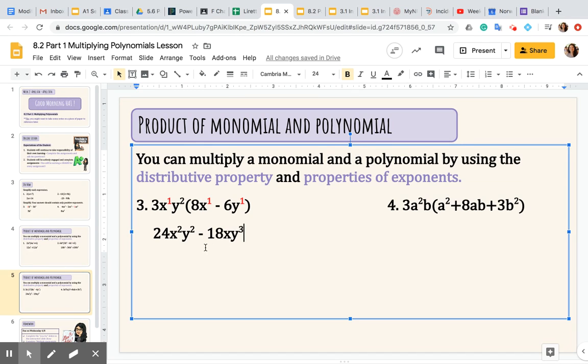Someone actually asked me in email, how do you know what the degree is if there's more than one variable. I think that might have been what they were asking. I don't remember. I'd have to go back and look at the email. I'm not going to have you worry too much about figuring out how to write something like this in standard form.